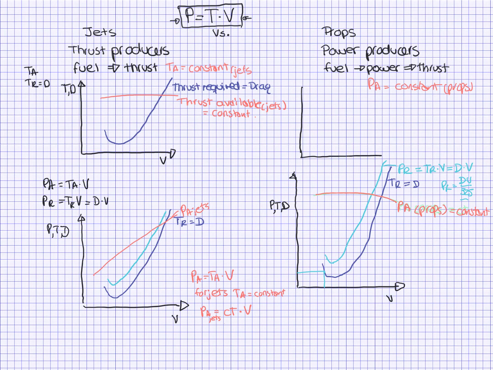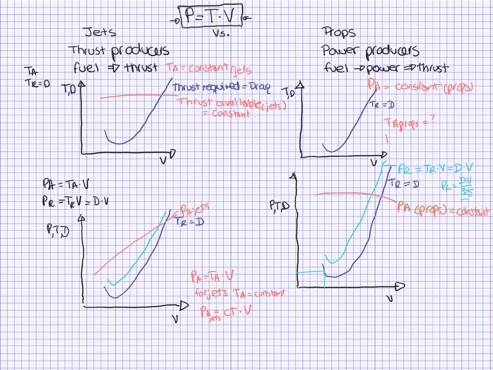Now I'm going to draw thrust, drag, velocity for props. So the first one I'm going to draw is thrust required, that is the same as drag. So it's going to be the same curve if I have the same airframe. And now let's do thrust available for props. So it's going to be what?